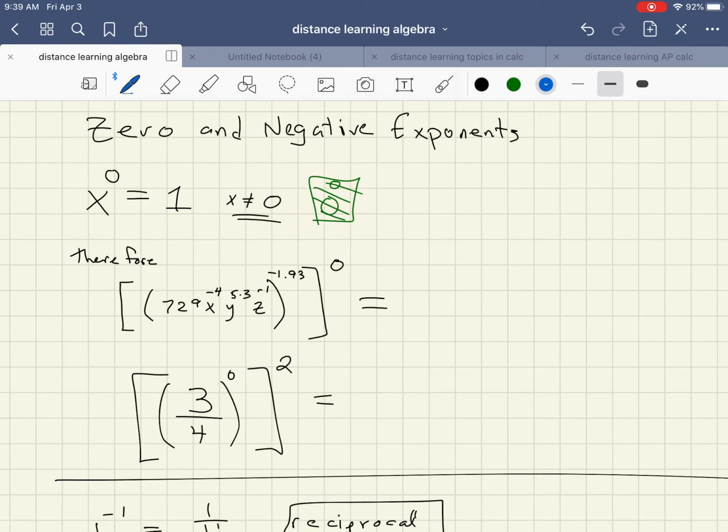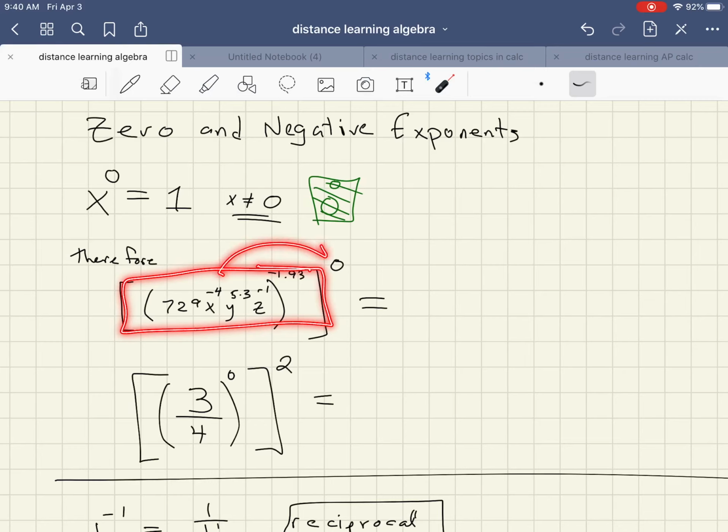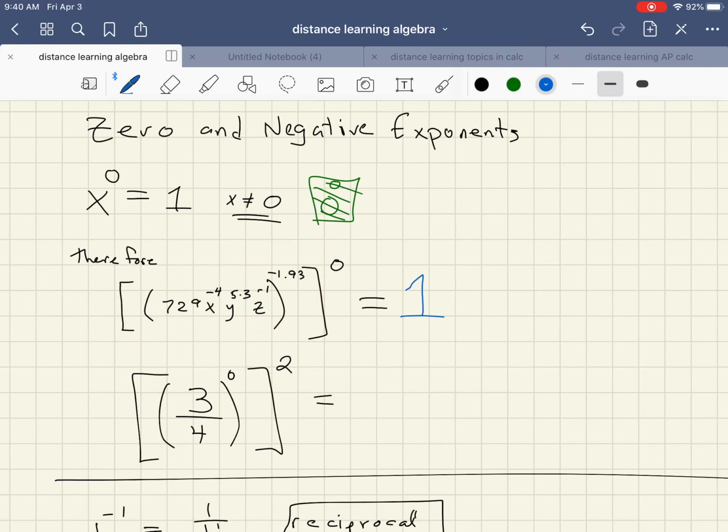So for example, we have these two problems to look at down here. We have 729, x to the negative 4th, y to the 5.3, and z to the negative 1. That is ugly stuff. And then I'm raising it to the negative 1.93. This is not fun, not friendly, not nice. But what is nice about this is all of that is being raised to the 0 power. So no matter what this is, as long as it's not 0, if I raise that to the 0 power, I will get 1. So even though this looks like a horrible problem, it's really not.